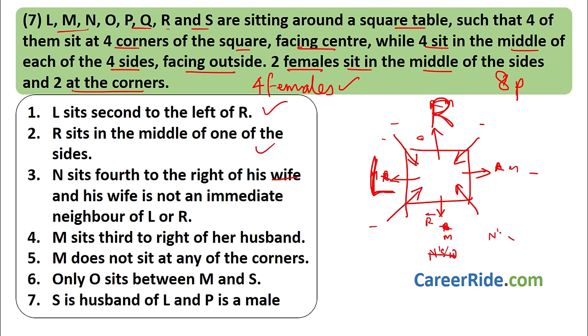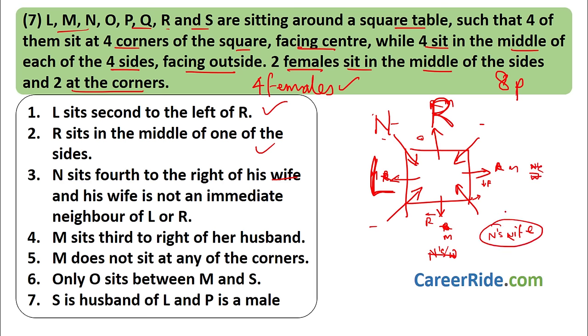Let us assume N's wife is over here. N's wife is facing inside, right hand side is this. So 1, 2, 3 and 4. So N can come over here, but let us be sure. Let us assume that N's wife is over here because this place is still remaining for checking. Let us assume N's wife is facing outside. What is the right hand side? This is the right hand side. So fourth position from right, 1, 2, 3 and 4. Already L is sitting over here, so N's wife cannot be here. So this is the position for N's wife.